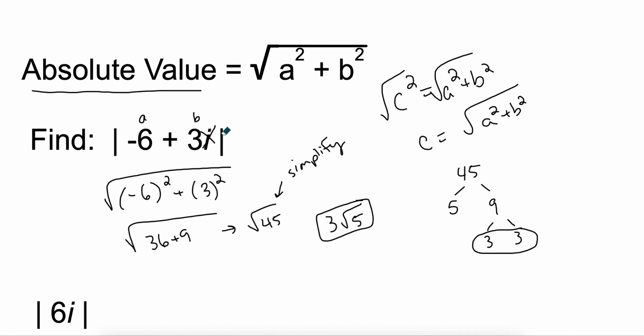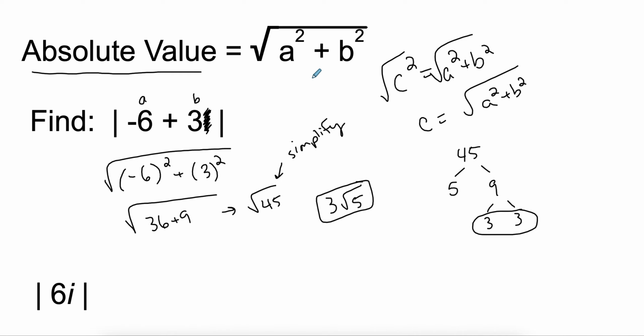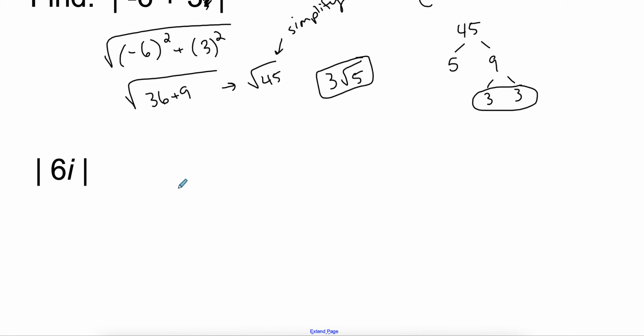Okay? And what a lot of people like to do that messes them up is they like to use the i. A reminder, you're not using that. That just tells me that this is my b right here. And then we just plug it into our Pythagorean theorem. Okay? One more of those.